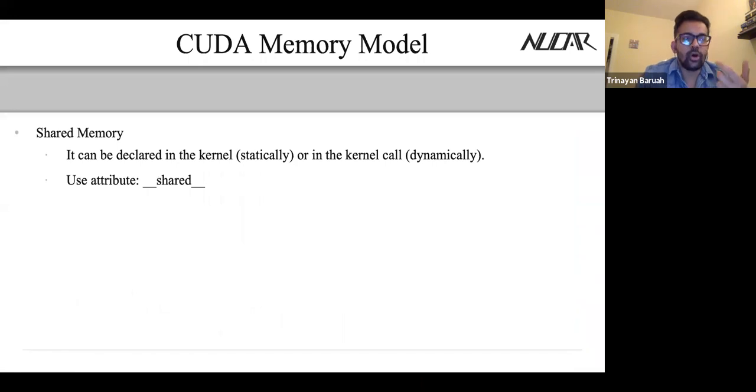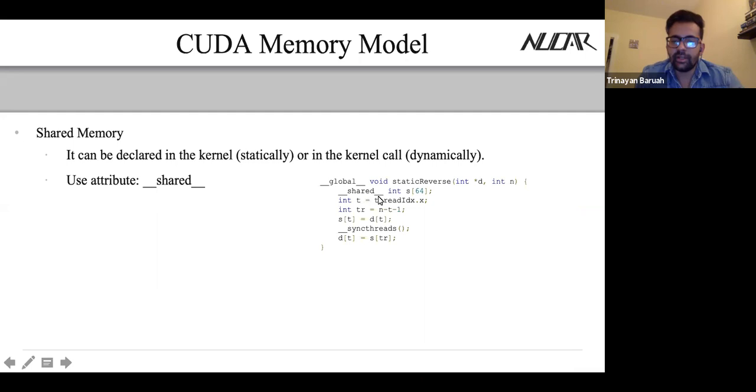In terms of how you can use shared memory, you can declare it in a kernel or in the kernel call, which is a dynamic allocation, and it uses the attribute shared. So for example, here we are declaring this variable as shared, right? This is an array which will be stored in shared memory. That's how the compiler identifies that this variable is meant for shared memory.